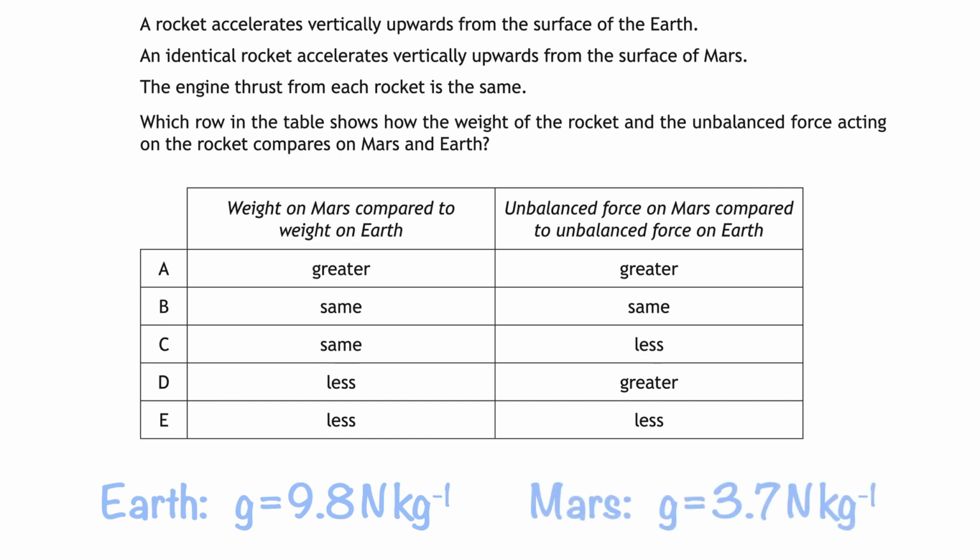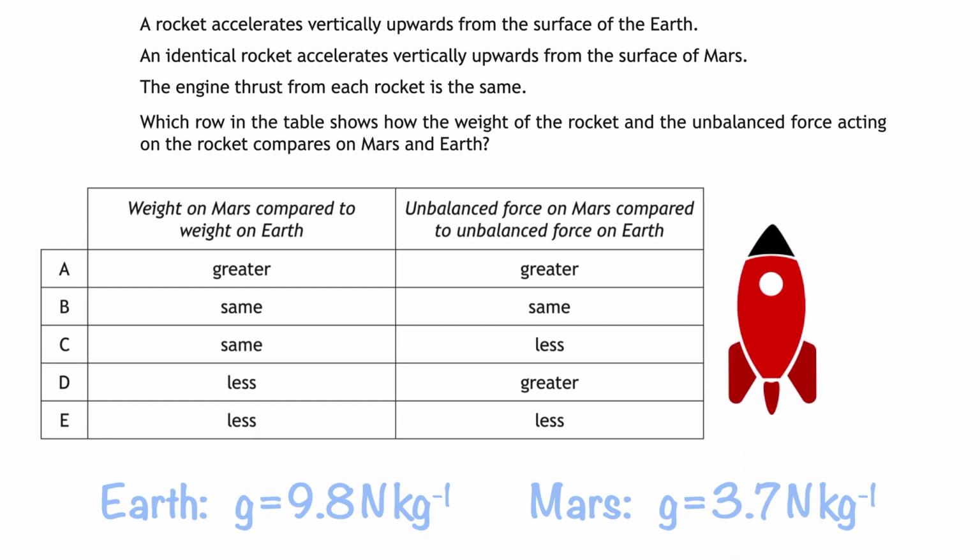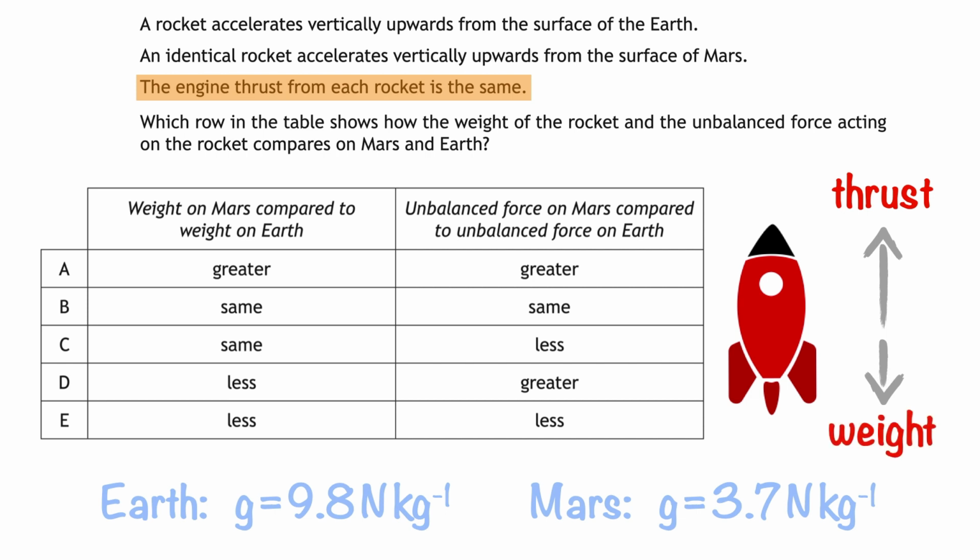It might also help to bring in a rocket to help visualise the problem. The 2 vertical forces acting on the rocket at takeoff are the thrust acting upwards, which is the same for both rockets, and the weight force which acts downwards. Since the gravitational field strength is smaller on Mars, the rocket on Mars will also have a lower weight. Because of this, the unbalanced force, that's the difference between the thrust and weight, will be greater on Mars. That means our answer must be D.